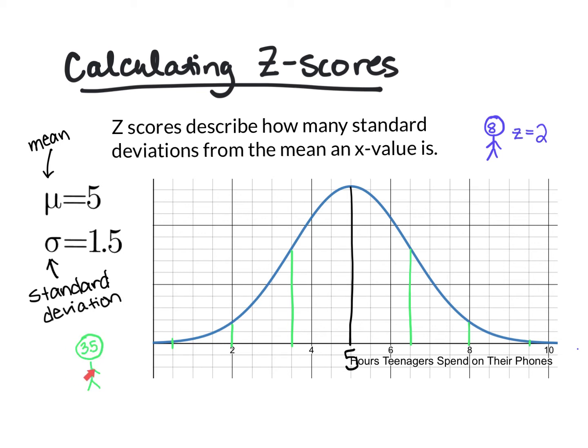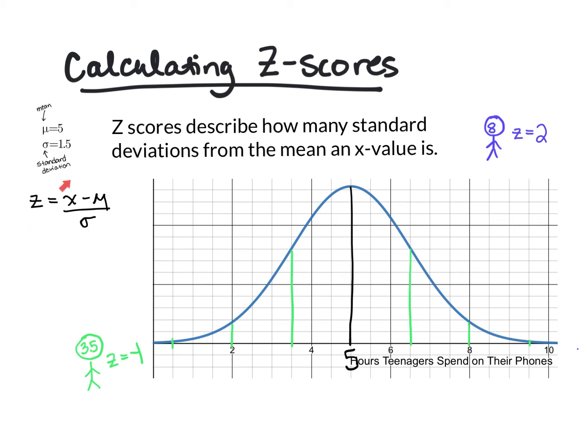If we've got another person who spends 3.5 hours on their phone, that is exactly 1 standard deviation below the mean, so their z-score is exactly -1. So if you've got a positive z-score, you're over here. If you've got a negative z-score, you are over here. How do we actually calculate those? Well, then we need the calculation.